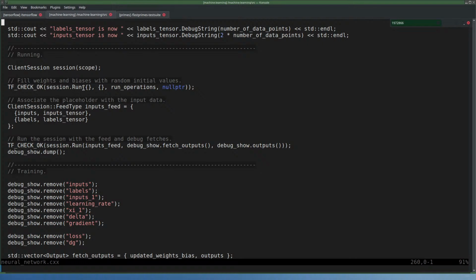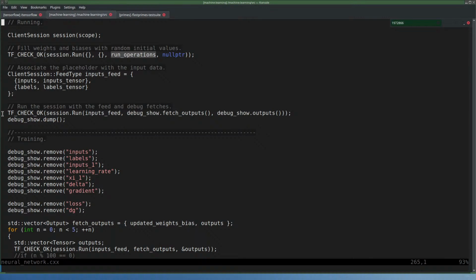And there we go, run it. Now the first time we only pass run operations, so it doesn't really care about anything but the nodes in the graph that are part of this vector, the run operations vector. In other words, the only thing it will do here is fill the weights bias matrix with the run values. And then we run the thing for real, which means that it's doing a single forward and a single backward, so a single forward pass and back propagation.